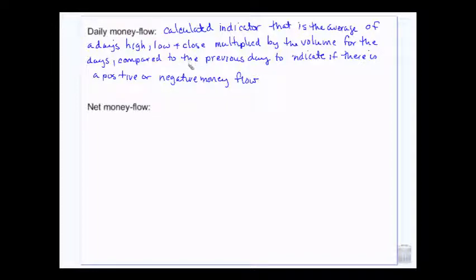And then they compare that day by day. If that number is going up, you have a positive money flow because it's increasing. If that number is going down, you have a negative money flow. So this is more of a smoothing technique that gets used.